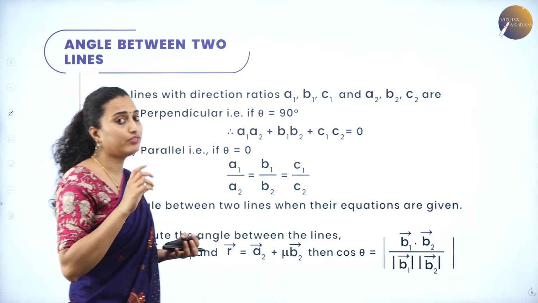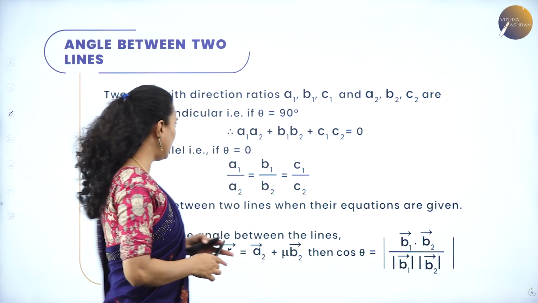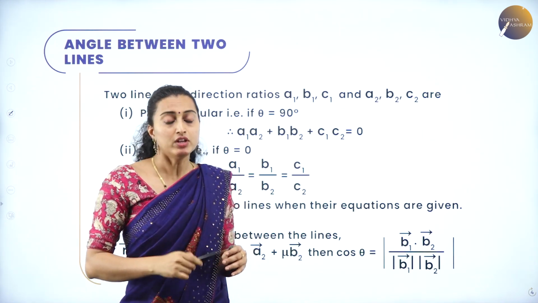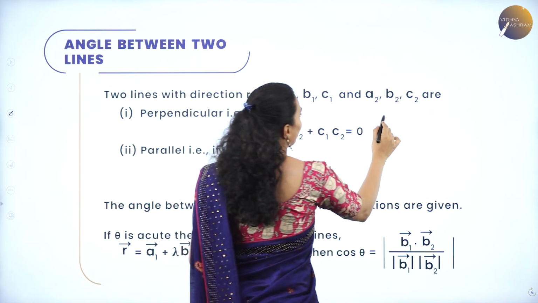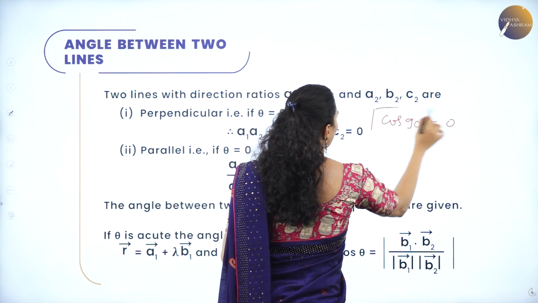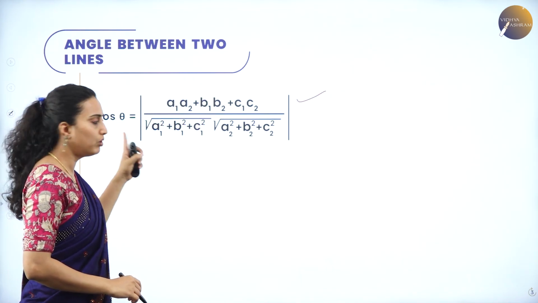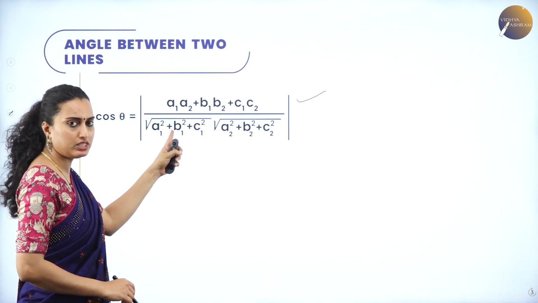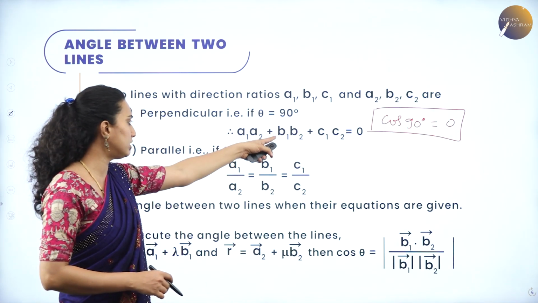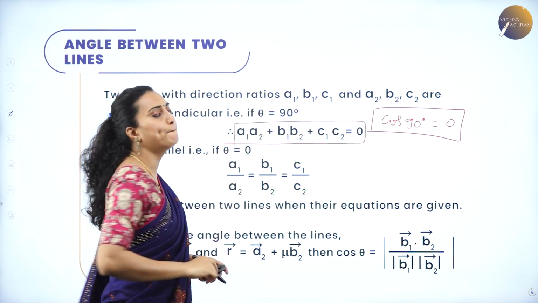Now let us move on to two lines with the direction ratios A1, B1, C1 and A2, B2, C2. If the two lines are perpendicular, then what will be the condition? If perpendicular, then theta is equal to what? 90 degrees. So if theta is equal to 90 degrees, what about cos 90 degrees? You know, cos 90 degrees always gives you the value 0. So in this formula, if you substitute cos 90 degrees, it is 0. Cross multiplying, 0 into anything will be 0. Therefore, A1 A2 plus B1 B2 plus C1 C2 takes the value 0.